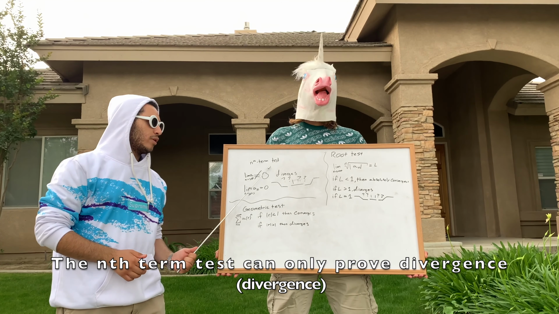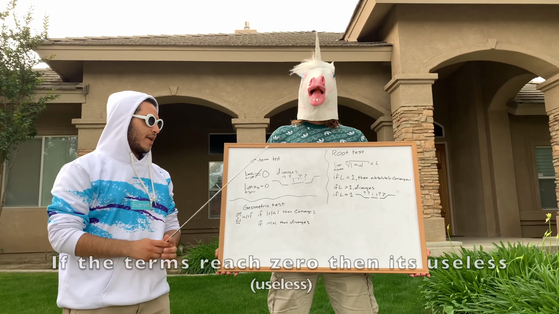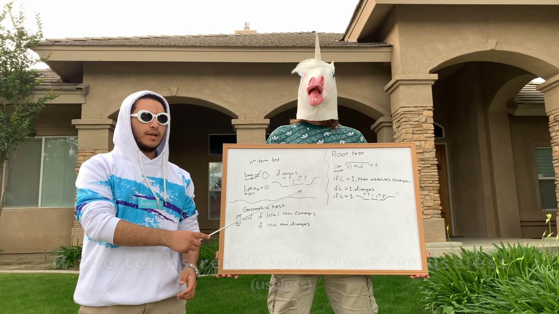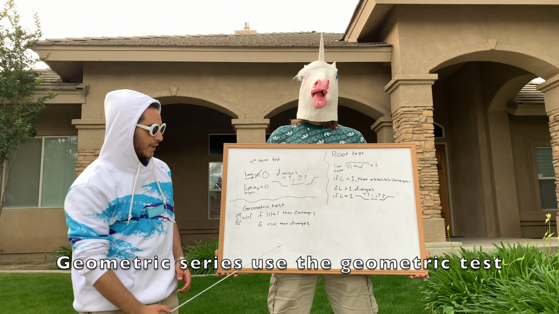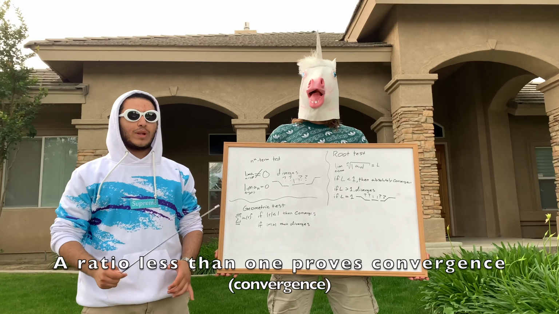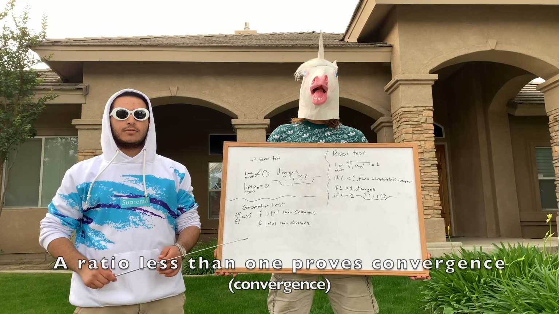The nth term test can only prove divergence. If the terms reach 0, then it's useless. Geometric series use a geometric test. A ratio less than 1 proves convergence.